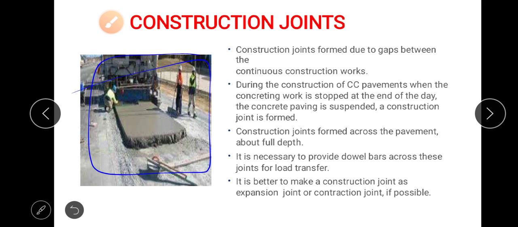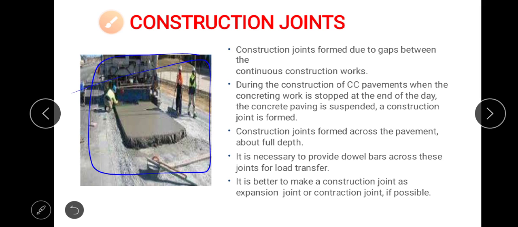Construction joints are formed across the pavement through the full depth. It is necessary to provide dowel bars across these joints for load transfer. Nothing else. It is not like structural frame buildings, like single-story, multi-story buildings. It is just to transfer the load between 2 differently cast slabs.